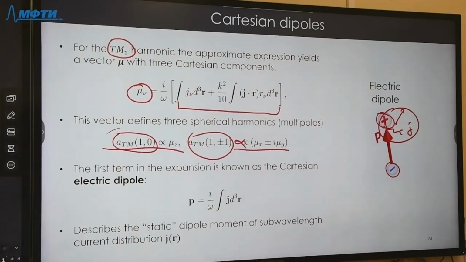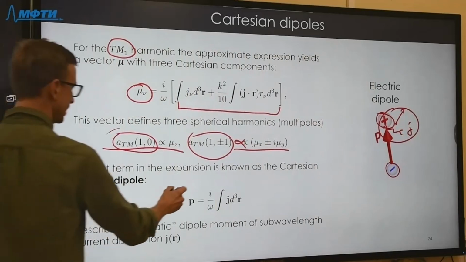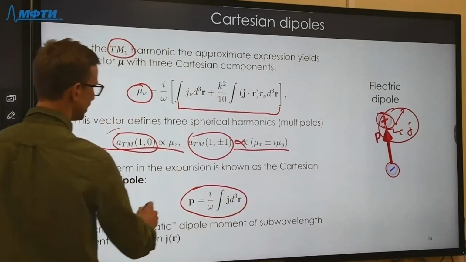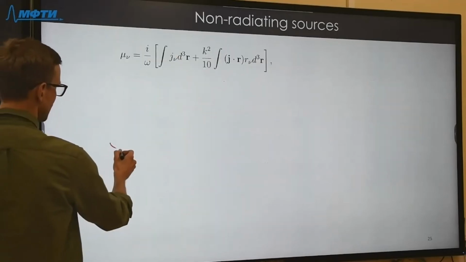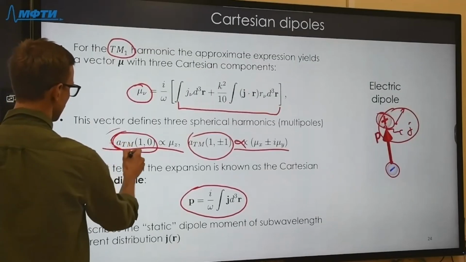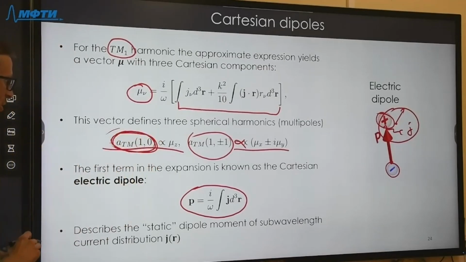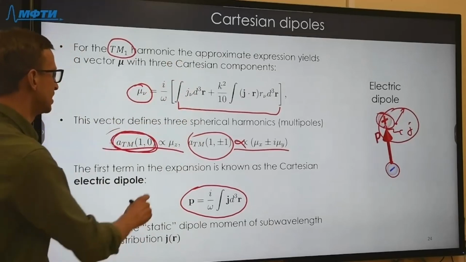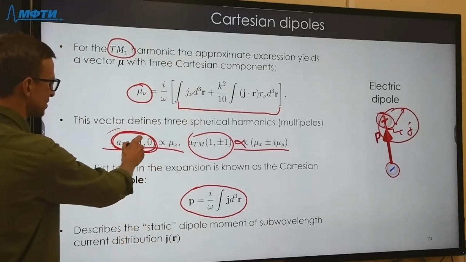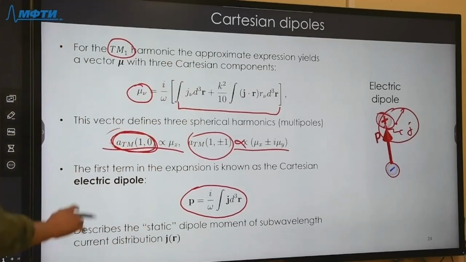And so it means that this contribution, this expression, describes to a certain extent the amplitude of the TM10 spherical harmonic. This integral is one of the contributions that describe the transverse magnetic spherical harmonic. It has 3 components with different indices n.